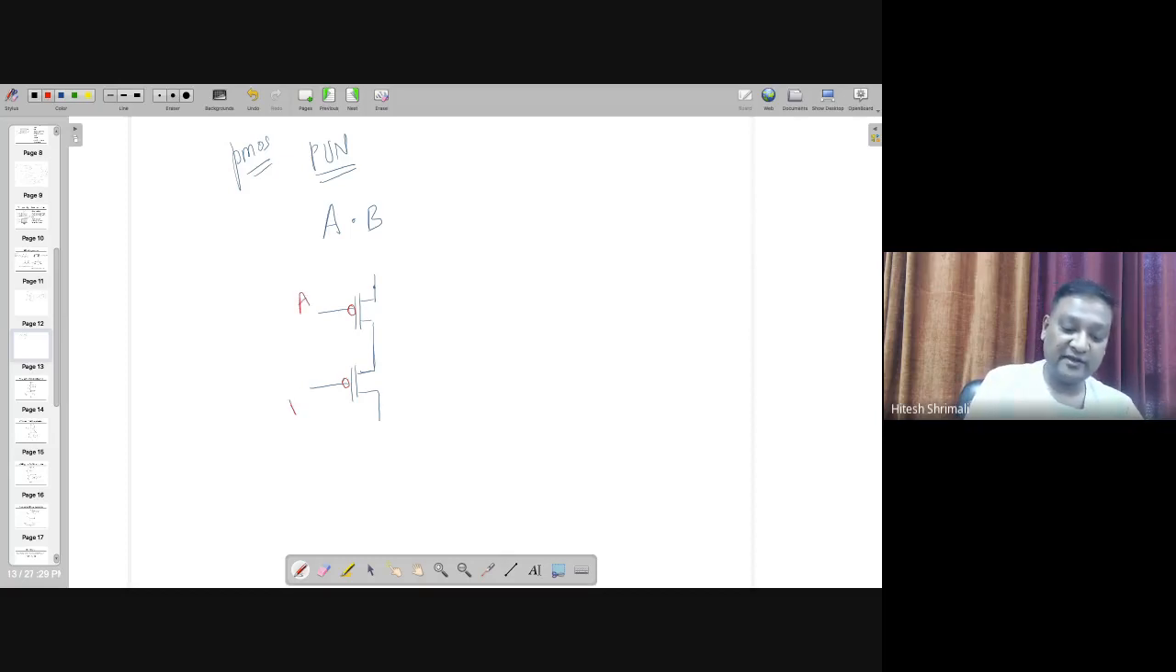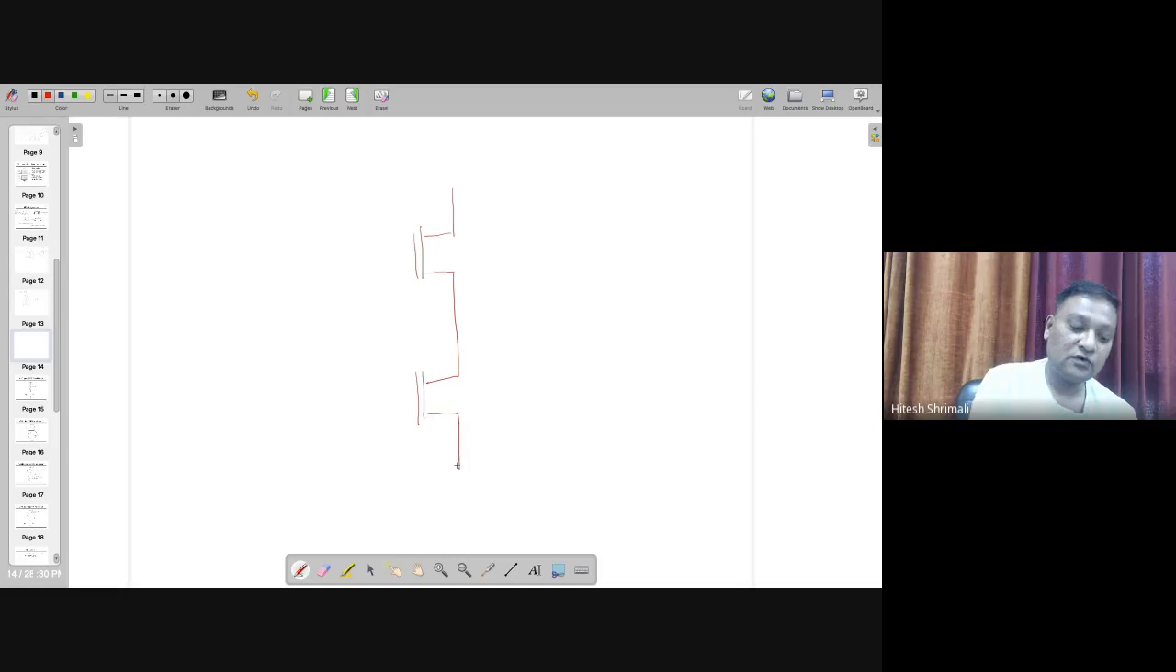Here you can give A and B, but the problem is, if you give A and B, because of this bubble, this input becomes A bar. Because of this bubble, this input becomes B bar. That means if A bar is 1 and B bar is 1, then whatever is here goes to there. So this does not implement the function A and B. It implements the function of A bar and B bar. So if you want to implement A and B, you can do one thing.